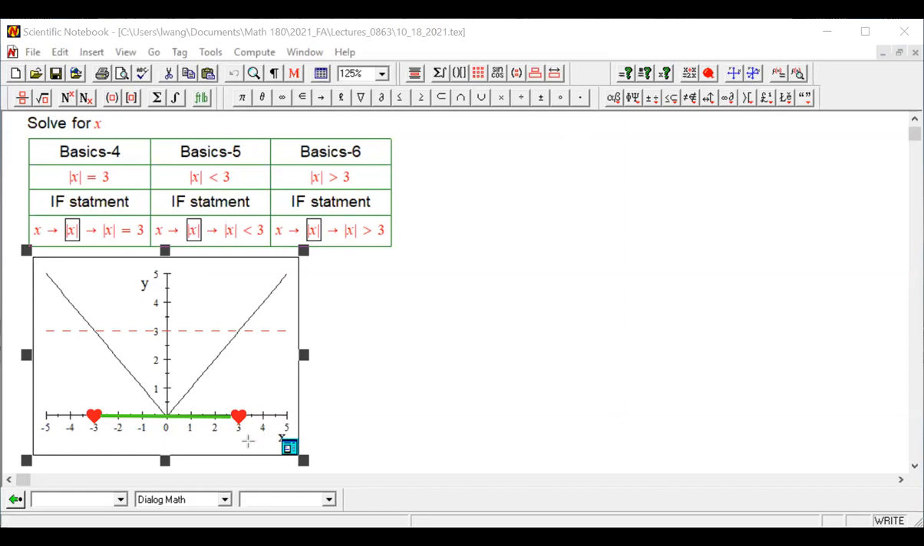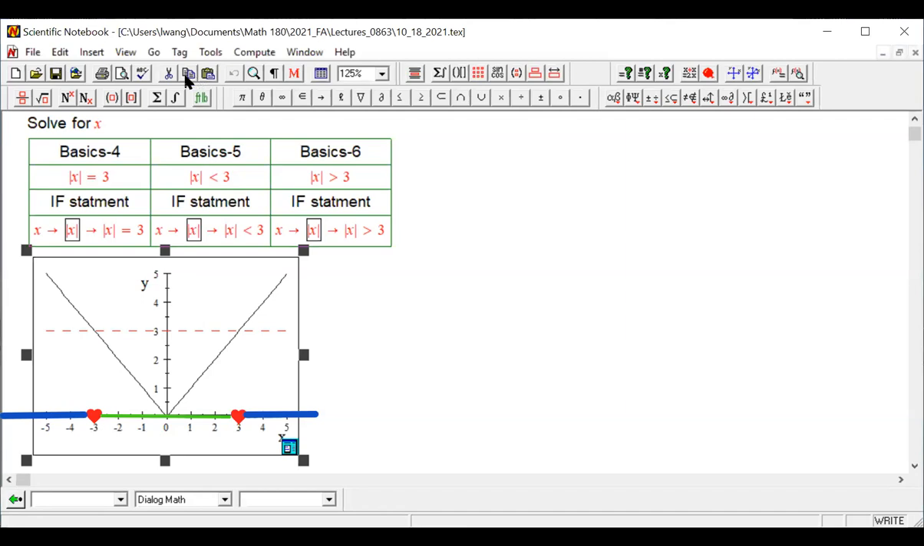Are going to be outside 3 and negative 3. Do you guys see that? You guys see that? So that's what we did yesterday. So now I'm going to give you these 3 graphs so you can see the difference.